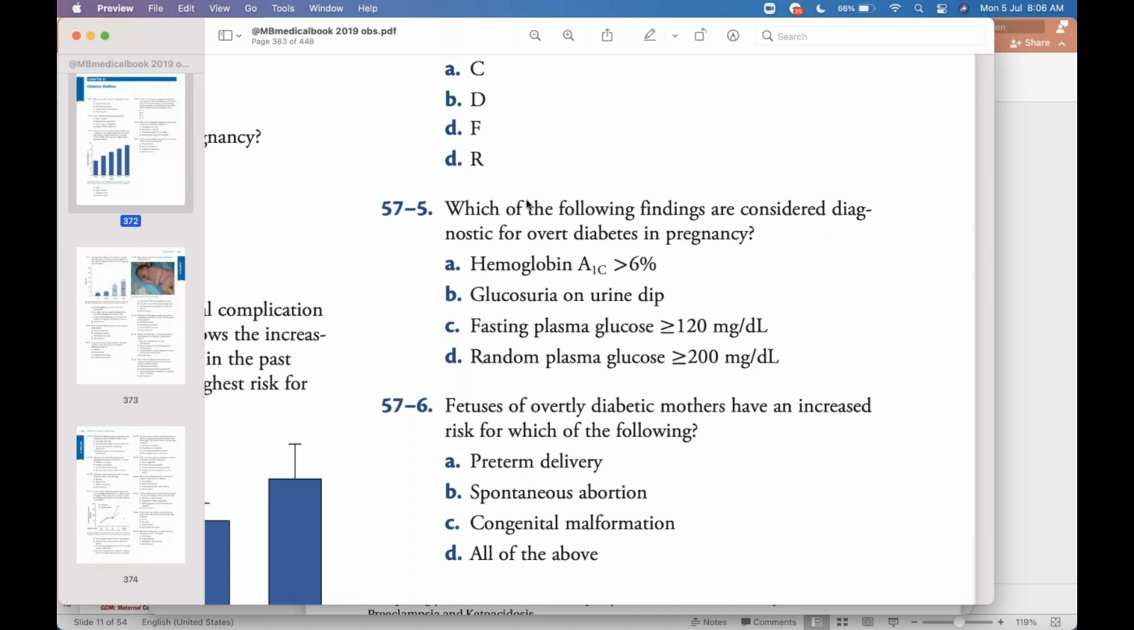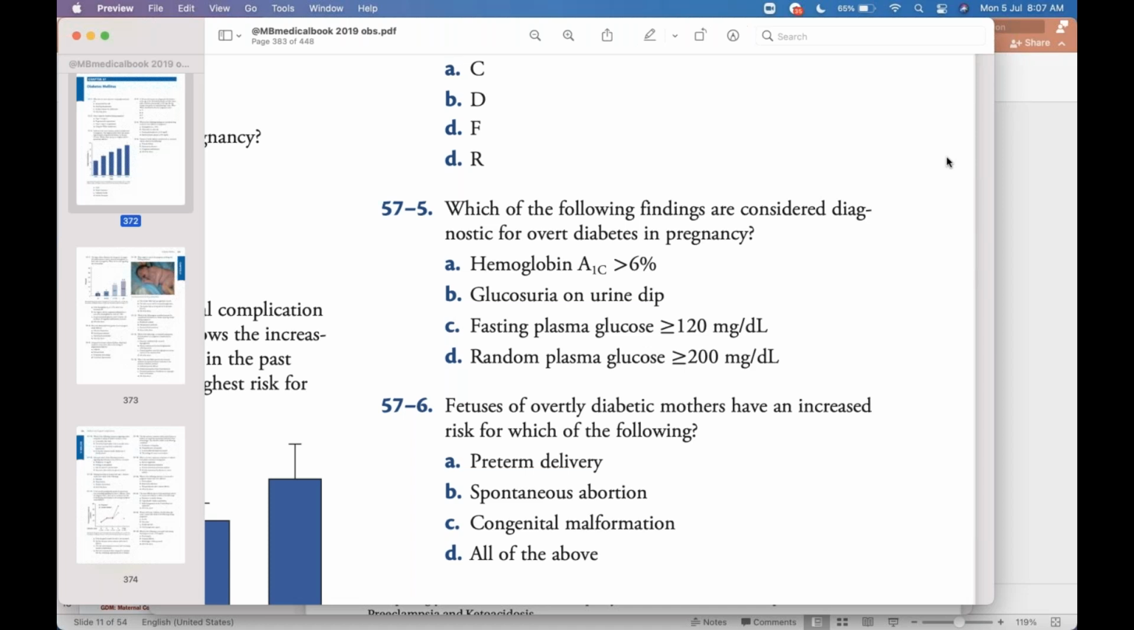And now this question is, which of the following are considered diagnostic for overt diabetes in pregnancy? So tell me, please answer in the question box. No, it is 6.5. HbA1c has to be 6.5. Now mention. So this is how first you have to pick up how to diagnose diabetes in pregnancy.